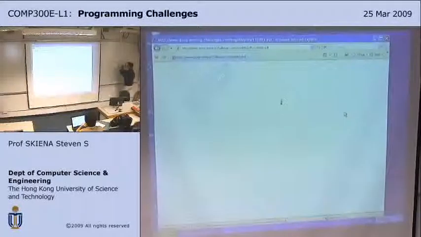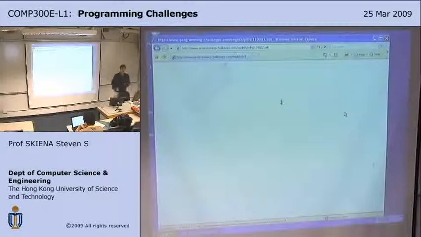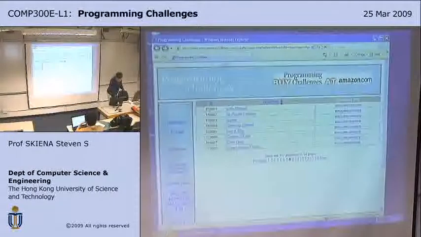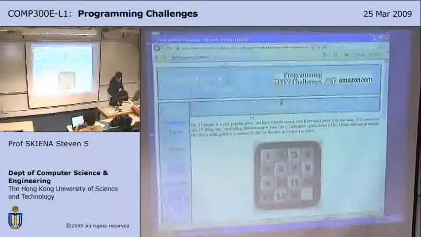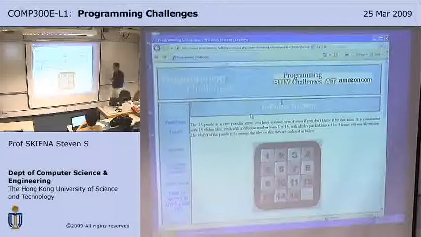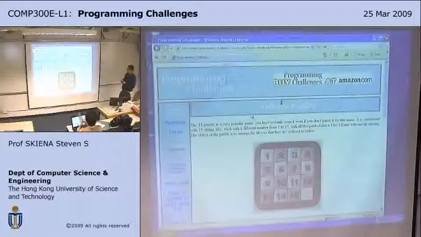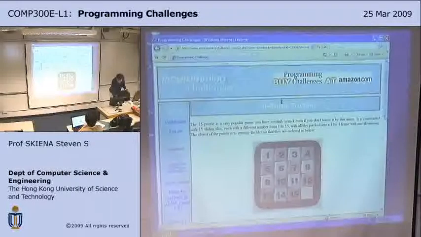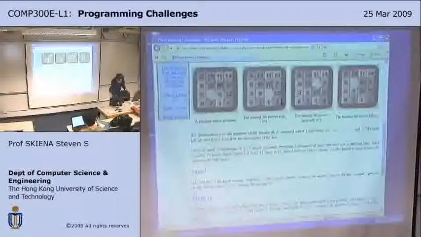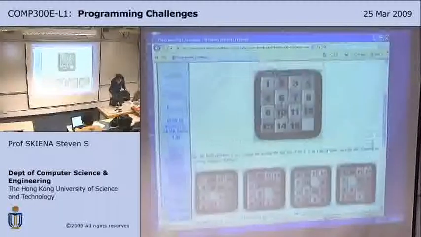Somebody who's tried this one, tell me what the problem is and how they did it. Somebody? For the 15 puzzle, what is the 15 puzzle? You have those little sliding pallet things that you have to move around. And you have to rearrange them in a way that that's the solved version. So basically, you just swap.